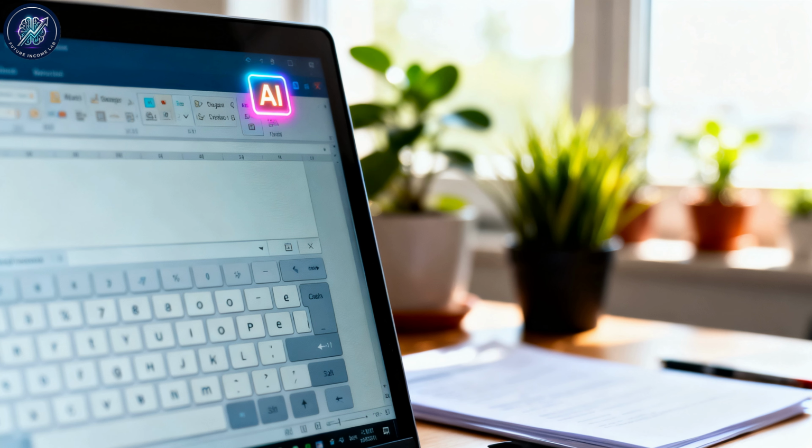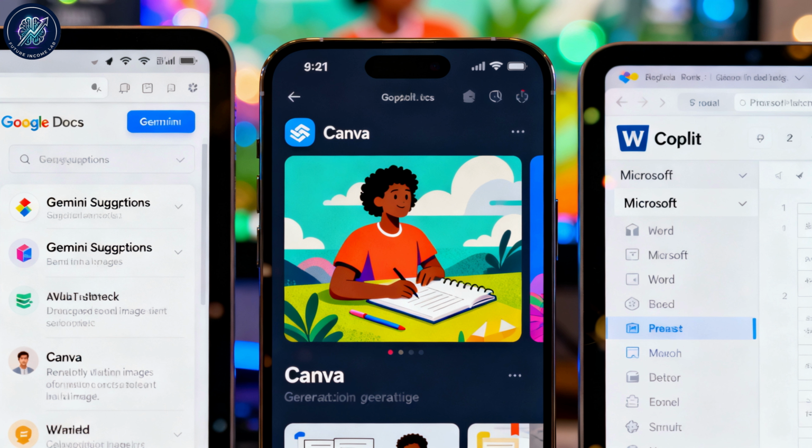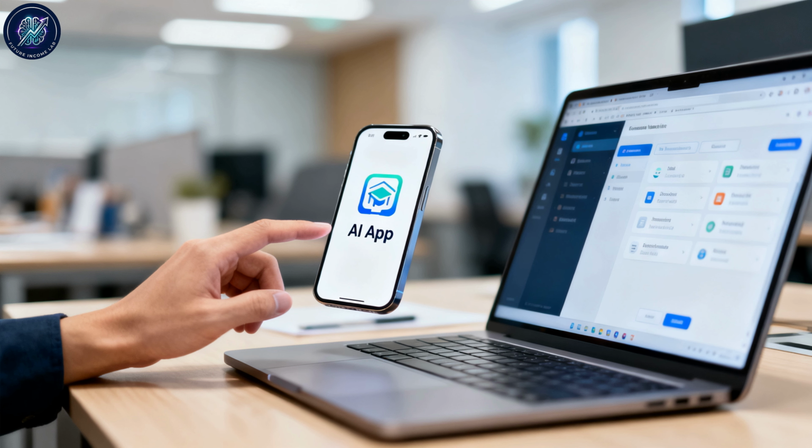2. Tools with built-in AI. These are normal software tools that now have AI features inside them. For example, Google Docs using Gemini, Canva AI inside Canva, Microsoft Word Copilot, Google Slides image generation. Instead of opening ChatGPT separately, AI is already inside the tool.